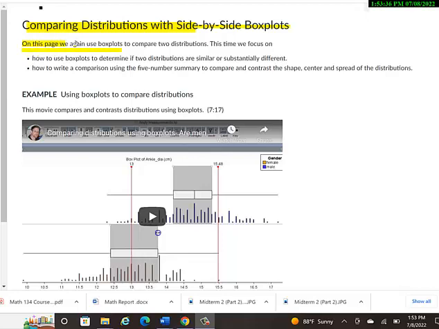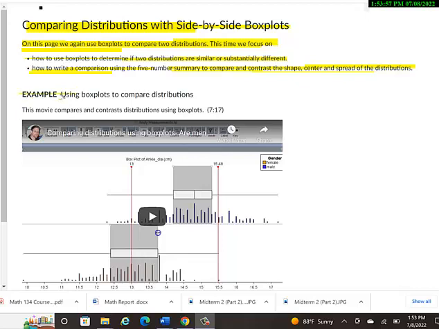On this page, we're going to use box plots to compare two distributions. This is an example that we've seen before. We'll focus on how to use box plots to determine if two distributions are similar or if they're substantially different, and how to write a comparison using the 5-number summary to compare and contrast the shape, center, and spread of the distributions.